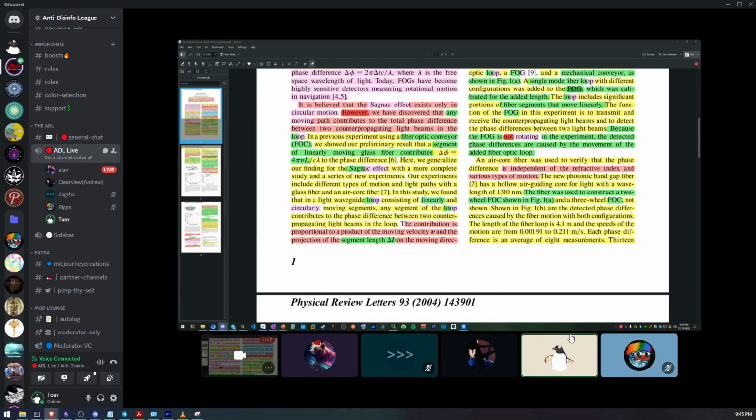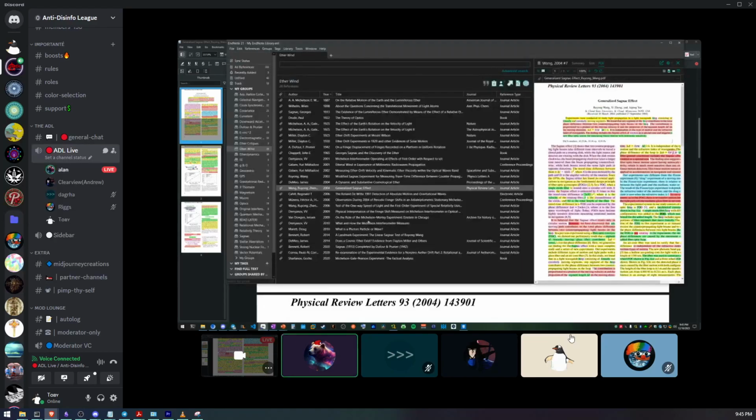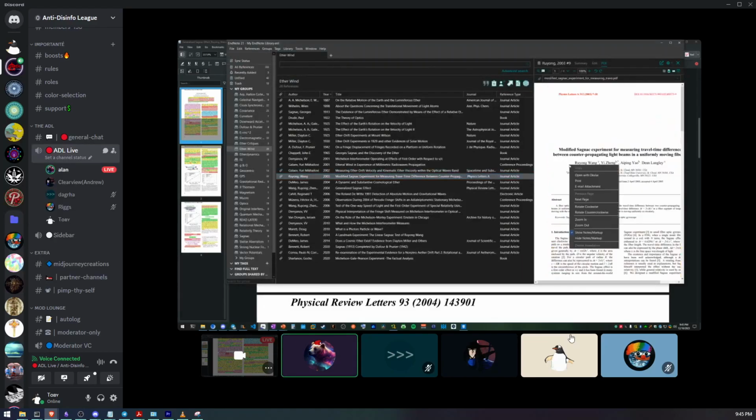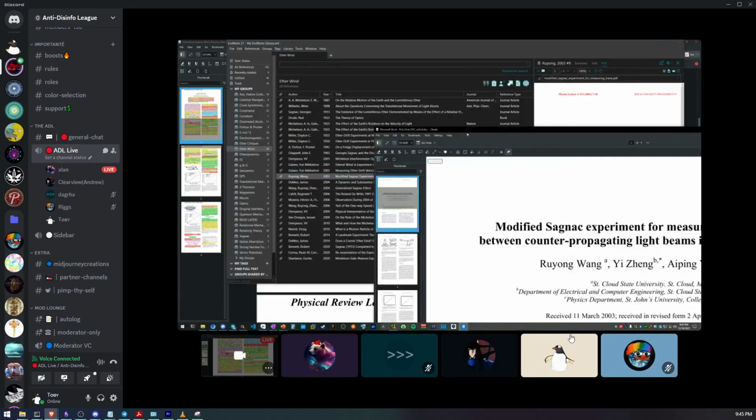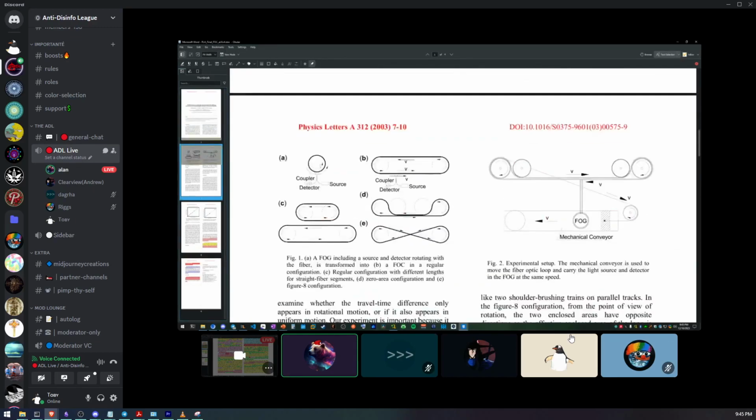That's not shown. A three-wheel, not shown. Is that like a triangle shape? Check this out. Remember from the year prior, where he shows different configurations. All those configs. One of these.